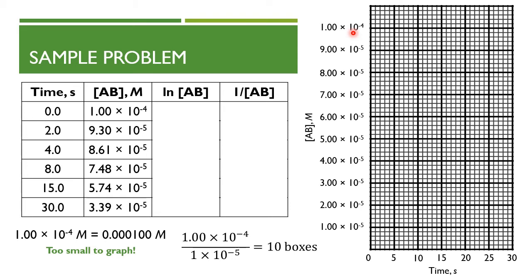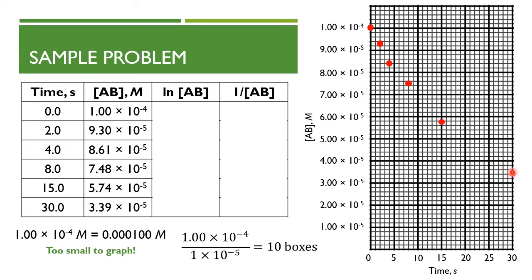With our axes already marked down, we can then plot the points in our table. Starting first with the first data point, it's 0 seconds with a concentration of 1 times 10 to the negative 4, giving us a dot right over here. Now filling in all the rest, for 2 seconds, we have the following. That's 9.3 times 10 to the negative 5. At 4 seconds, we have 8.61 times 10 to the negative 5. At 8 seconds, at 15 seconds, and finally at 30 seconds.